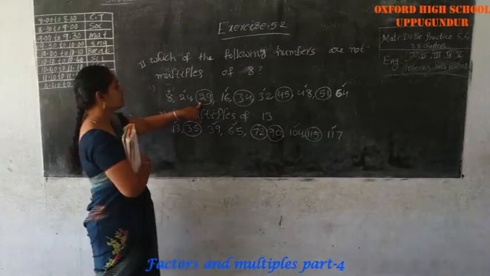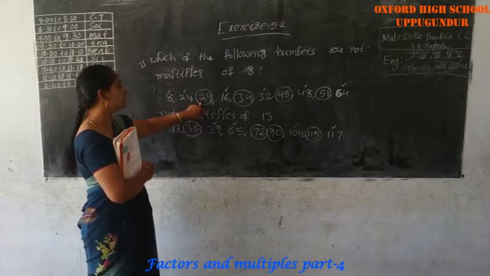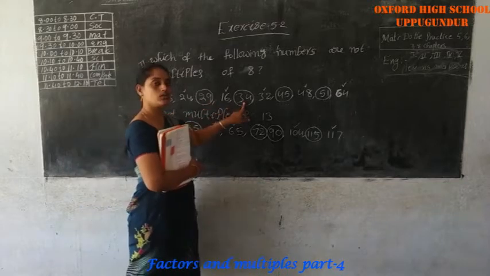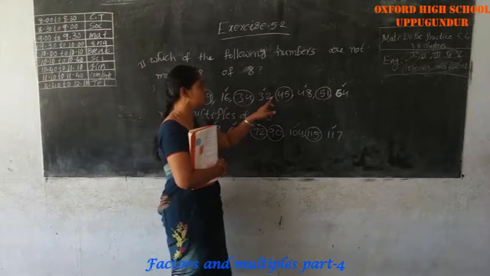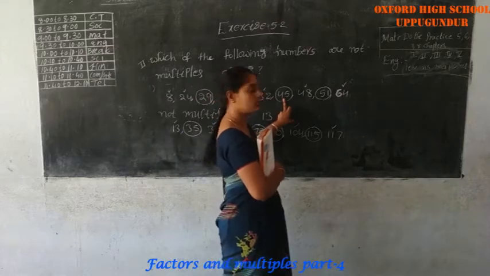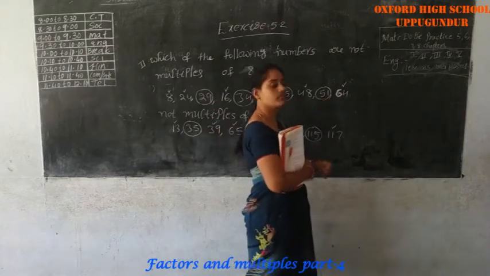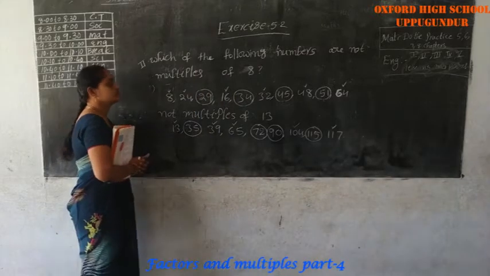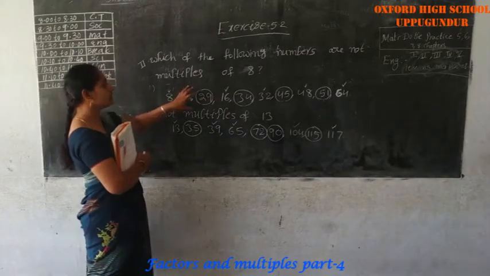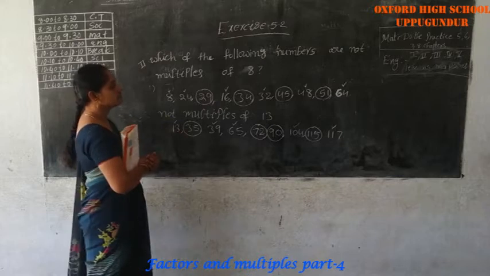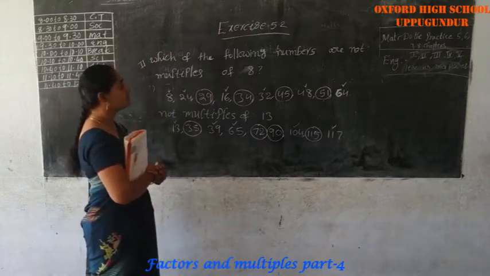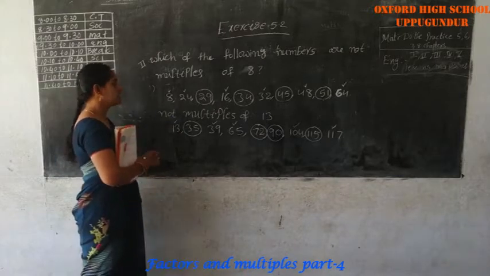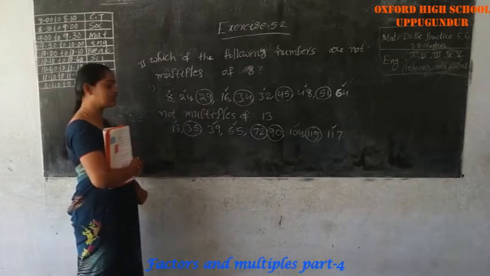Not possible values. Where? See, 29 is not possible in the 8 table. 34 is not possible in the 8 table. 45 is not there in the 8 table. 51 is also not a value in the 8 table. These are the values that are not multiples of 8. Next, not multiples of 13.